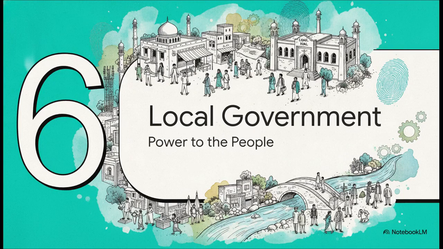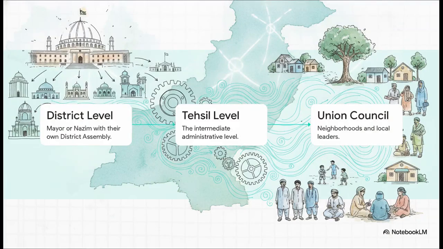And finally, Section 6, Local Government and Decentralization. Power to the people. The 1973 Constitution envisions a system where power isn't just hoarded away in these wealthy provincial capitals. It's supposed to be constantly decentralized downwards. It flows from the district level, which is headed by a mayor or nazim and their own district assembly, down to the tehsil level, and ultimately landing right in your very own neighborhood at the union council level.